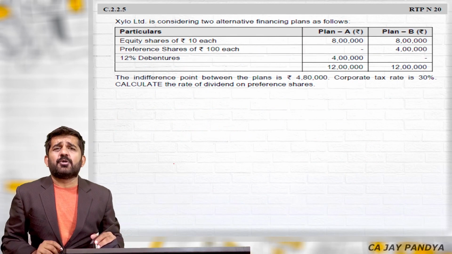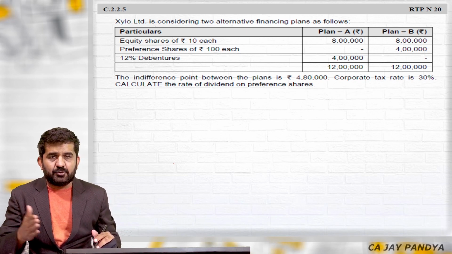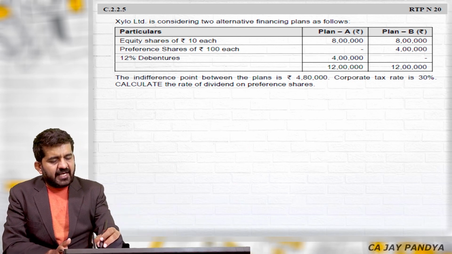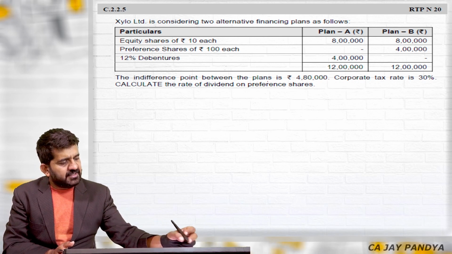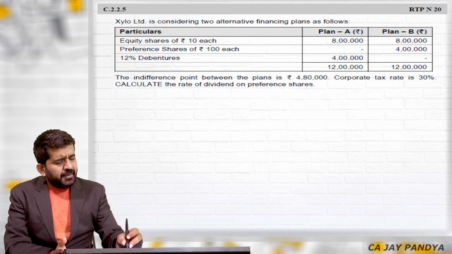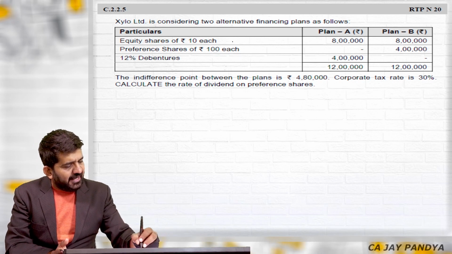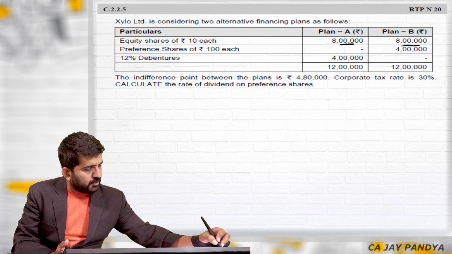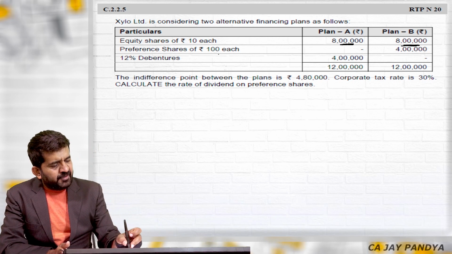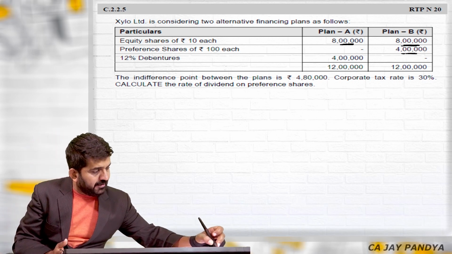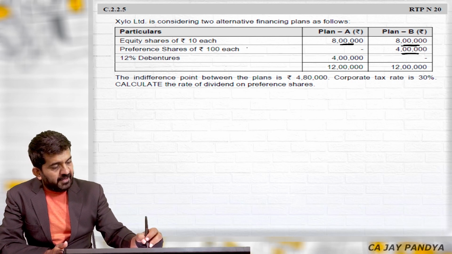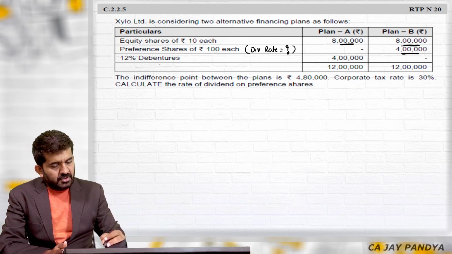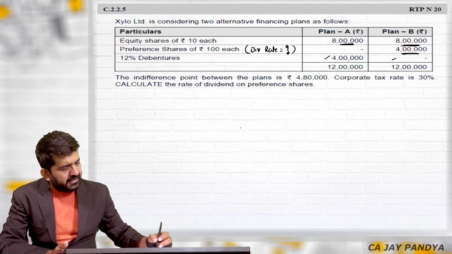2.2.5. This is an excellent question, asked probably 2 times in recent times, from 2018 to 2022. It is asked a couple of times. Xylo Limited is considering 2 alternative financing plans as follows. Equity share of rupees 10 each, 8 lakh rupees. So these are 80,000 equity shares of rupees 10. These are also 80,000 equity shares of rupees 10. Preference shares of rupees 100 each are only in plan B, which is 4 lakh rupees. So the preference dividend rate is not given. 12% debenture is only in plan A.